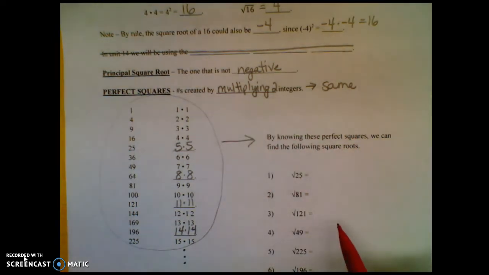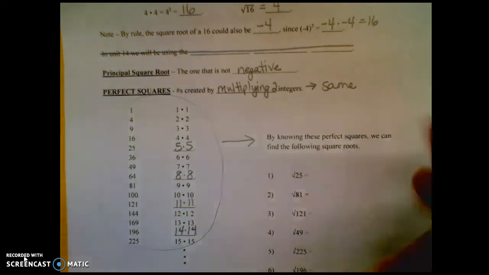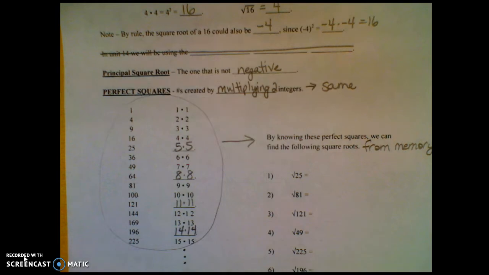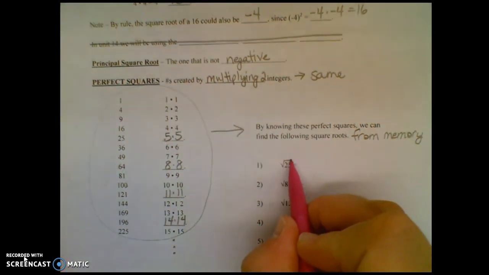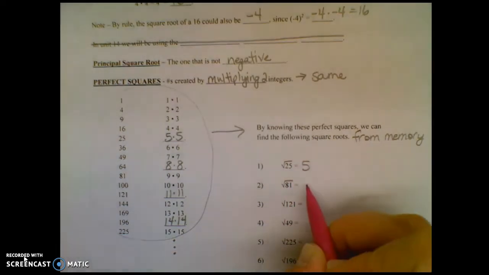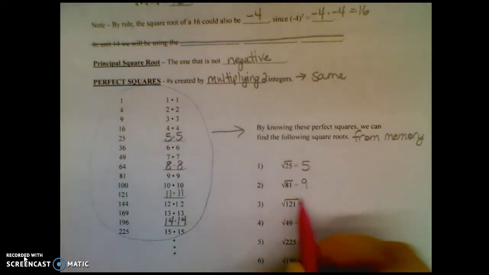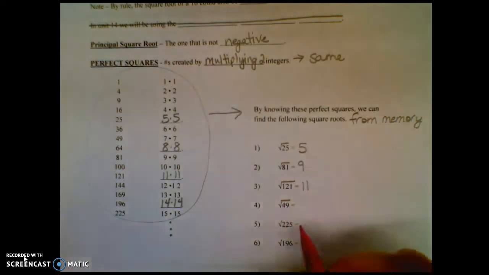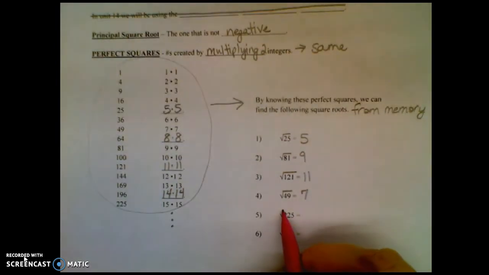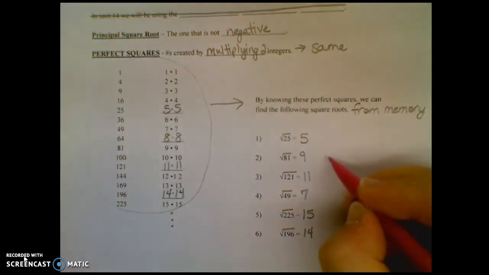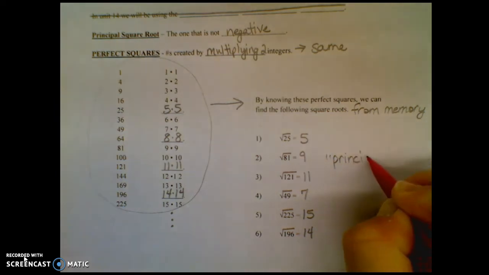If you know the perfect squares, we can find the following square roots from memory and not have to use a calculator or write anything out. Okay, so the square root of 25 is 5. Square root of 81 is 9. Square root of 121, 11. Square root of 49, 7. Square root of 225, 15. And the square root of 196 is 14. And remember, these are all the positive roots, so these are the principal roots.